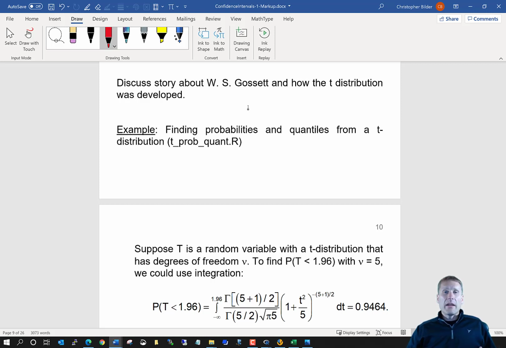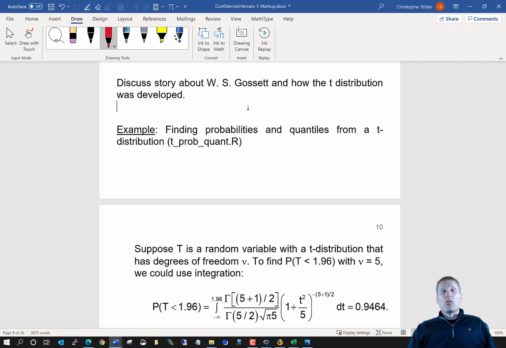So he did end up publishing it, but he published it under a different name. He published it under the name Student T. And that's how this probability distribution's name came about. It's often referred to as Student's t-distribution, or just t-distribution for short.